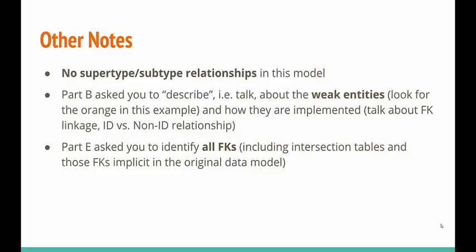So you'd want to talk about those being the weak entities and talk about how they're implemented in the design. There, what you'd want to talk about is how one may be an identifying relationship versus the other being a non-identifying relationship, and also talk about the foreign key linkage, which actually establishes the relationship. Part E asks you to identify all foreign keys and to note cascading behavior and such using the template in the book. Please remember that this asks you to identify all foreign keys, including the intersection tables that you will have created in previous steps, and those foreign keys which are implicit in the original data model, like the one on scheduled maintenance linking you back to boat.